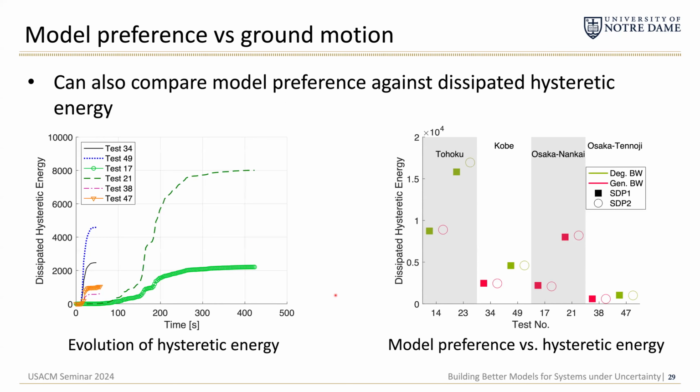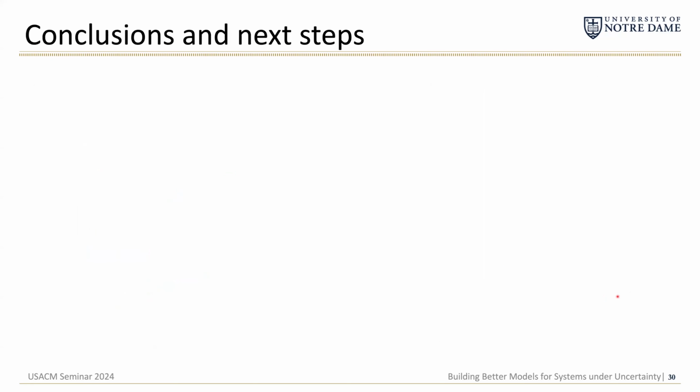And then further, we also wanted to look at model preference against the dissipated hysteretic energy, thinking, oh, maybe that plays an important role in the prominence of the degrading Bouc-Wen model. And so you see over here the plots of the evolution of hysteretic energy over several different tests. And then here we're plotting that total hysteretic energy versus model preference. But clearly there's no obvious correlation here, because we have some tests with high dissipated hysteretic energy preferring degrading, but others preferring generalized. And then we even have some cases with a low total of dissipated hysteretic energy still preferring the degrading Bouc-Wen.